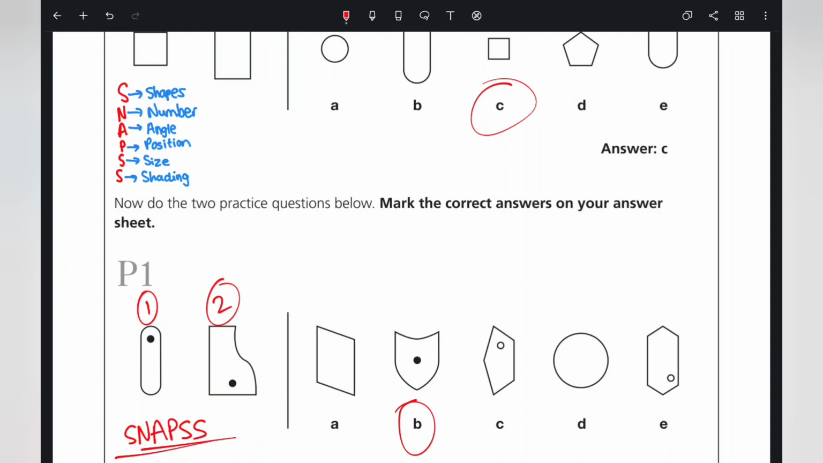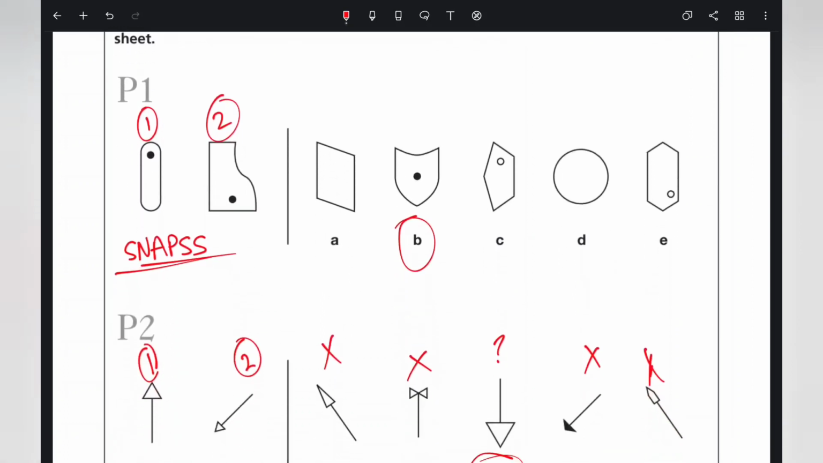And finally, S is for shading. So if the dot or the line is shaded in, is the shape shaded in? And is there a consistent pattern throughout? So these are things that you need to consider for your 11 plus exams.